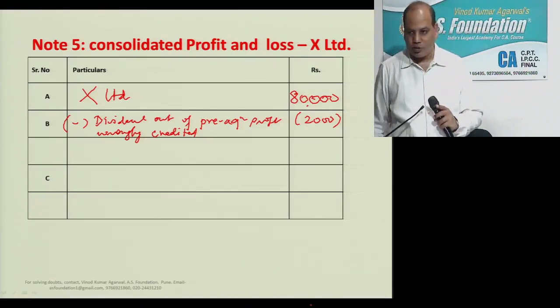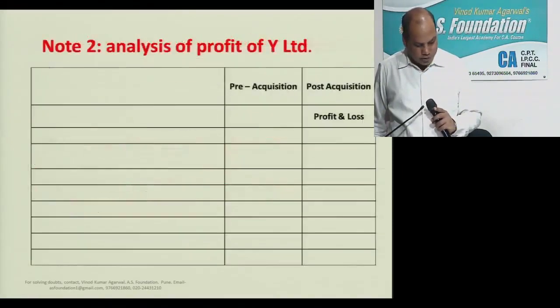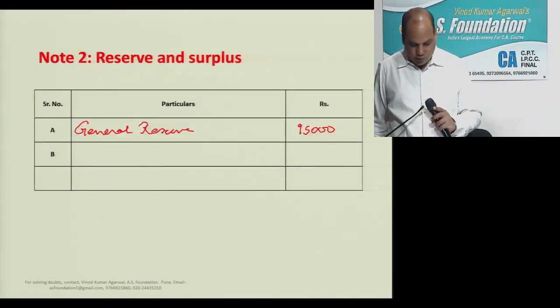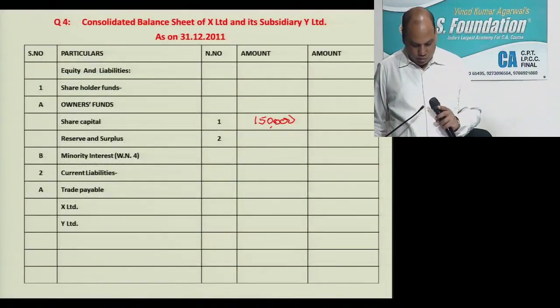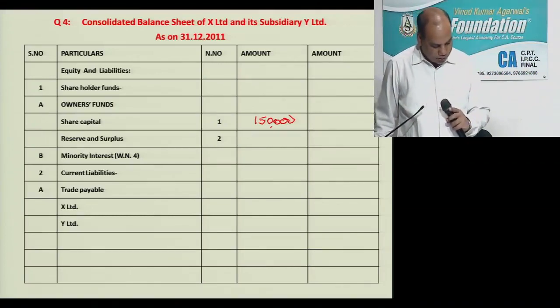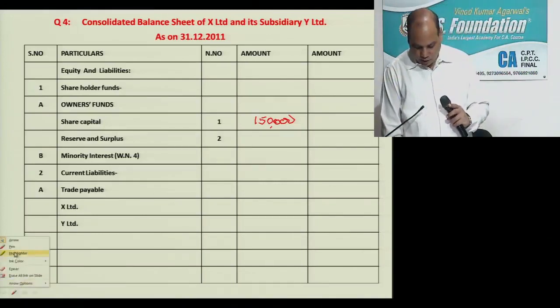Come back to your question book. P&L account adjustment we have done. Dividend adjustment we have done. Trade payable. Do we have any adjustment in trade payable? Say yes. So there is an intercompany dues of 6,000 rupees. So I will reduce it. Okay, so you are on the balance sheet right now.